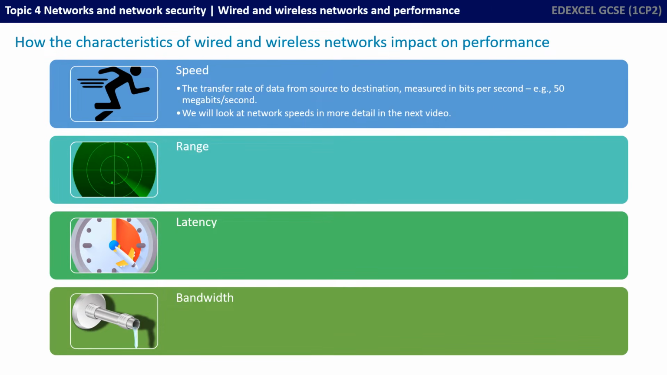So speed is the transfer rate of data from source to destination, measured in bits per second. For example, 50 megabits per second. And we look at network speeds in the next video in more detail.